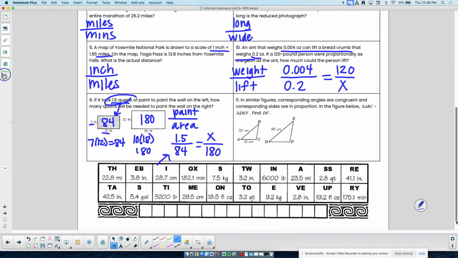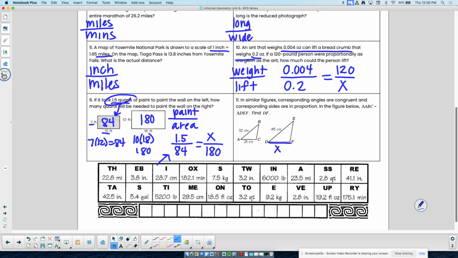Now our last one here should be pretty easy because we've been working with similar figures last week. It says in these similar figures, corresponding angles are congruent and corresponding sides are proportional. Well, duh, we already knew that. In the figure below, triangle ABC is similar to triangle DEF. Find DF. This is what we're looking for.